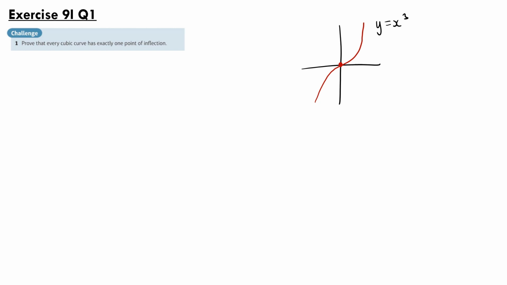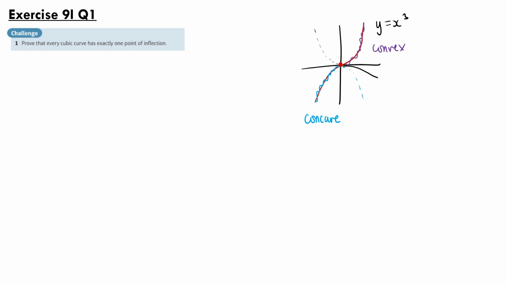And that is the point at which the graph changes from being concave. So for negative values of x, the graph is concave. As you can see, this sort of cave-looking shape, as the gradient of the curve is decreasing. And then for the right portion of the graph, where x is positive, the graph is convex, as you can see, a sort of bowl shape. And the gradient of the graph is instead increasing. So convex for that second part. And we're asked to prove that every cubic curve has exactly 1 point of inflection.